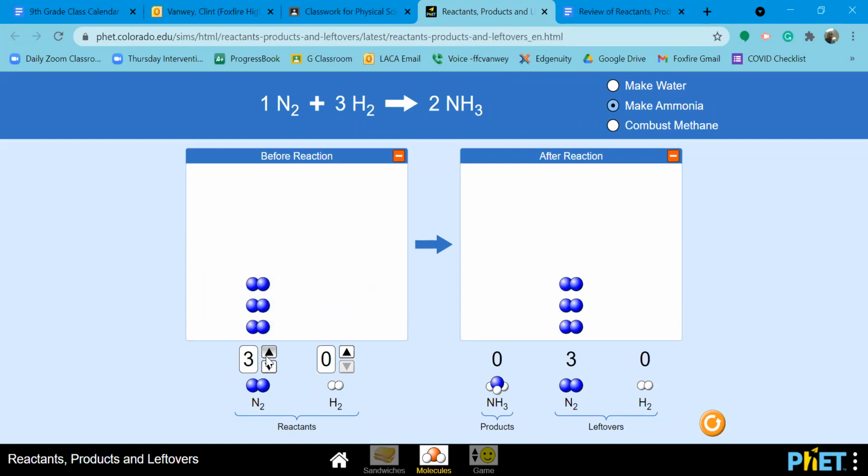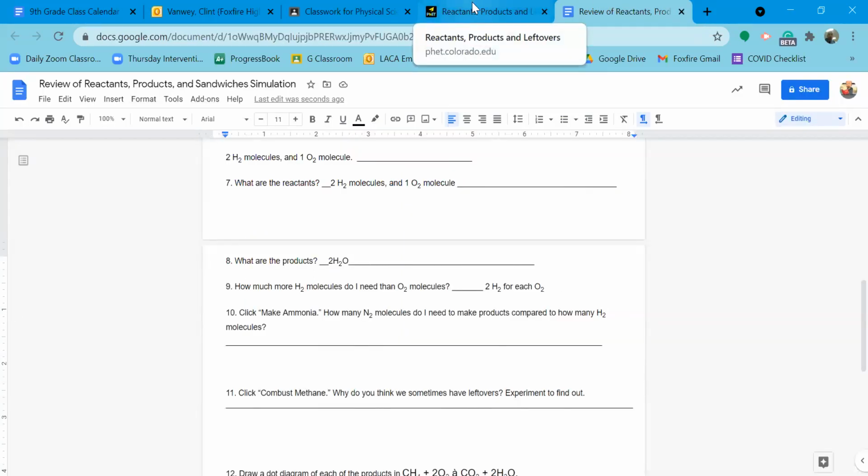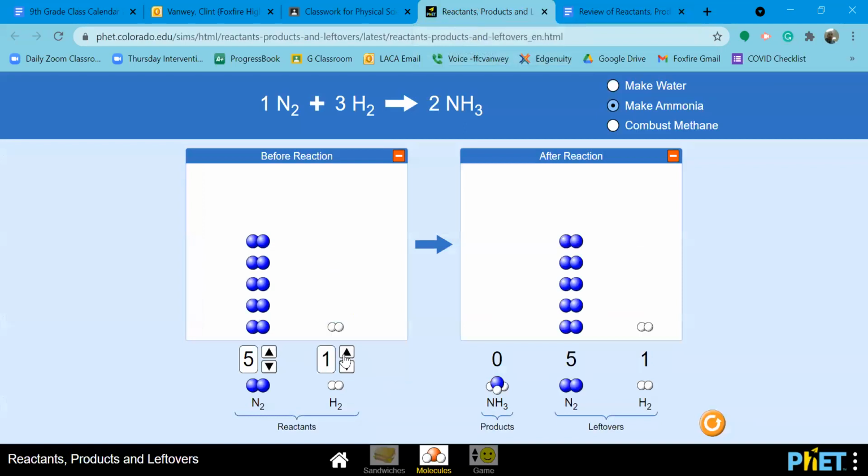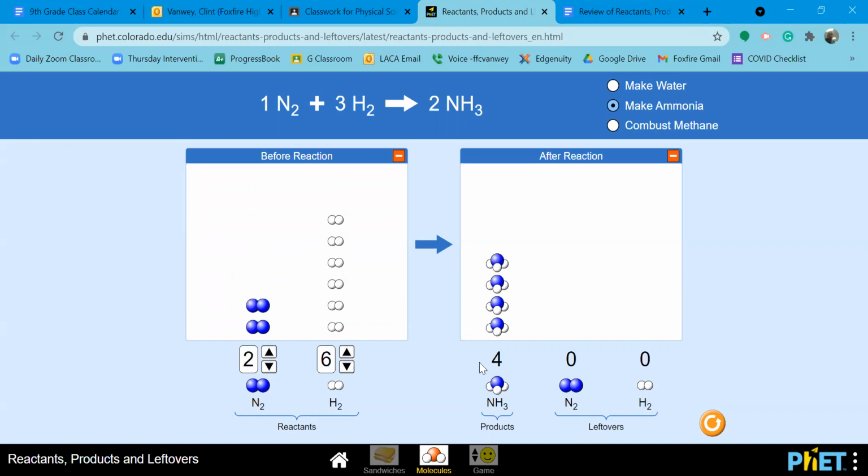And let's just throw a bunch in here, right? And let's see how much H2 I need. Whoa, okay. Let's balance it till I don't have any leftovers. Oh, look at that. It's a 1-to-3 ratio, right? If I add more, it's still a 1-to-3 ratio. 2-to-6 is the same as 1-to-3, right?